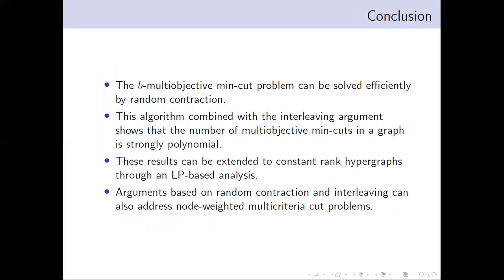In conclusion, we have seen that the B multi-objective min cut problem can be efficiently solved by random contraction. And this algorithm, combined with the interleaving argument, shows that the number of multi-objective min cuts in a graph is polynomial. These results can be extended to constant rank hypergraphs through an LP-based analysis that we did not show. And arguments based on random contraction and interleaving can also address node-weighted multi-criteria cut problems. So these techniques are powerful and versatile.